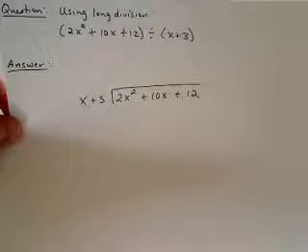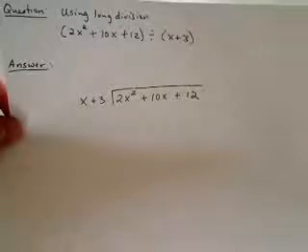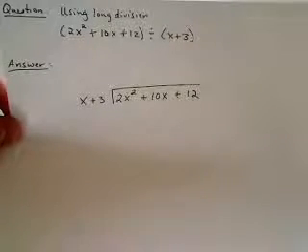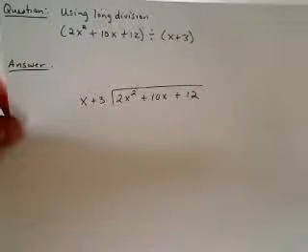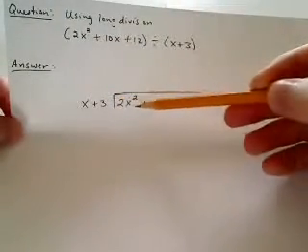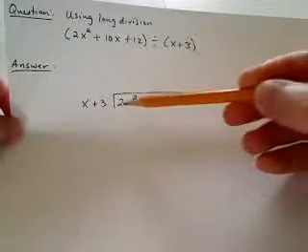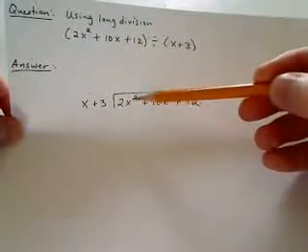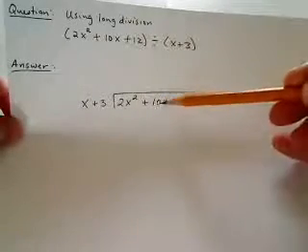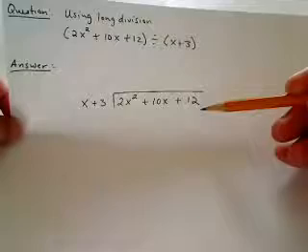In this question, we're going to do polynomial long division. And we have 2x squared plus 10x plus 12 divided by x plus 3. So the way we set it up is we put the x plus 3 on the outside, and then inside the house we want to write it in descending order. As 2x squared, we have an x squared term, plus 10x, we have an x term, plus 12, a constant term.